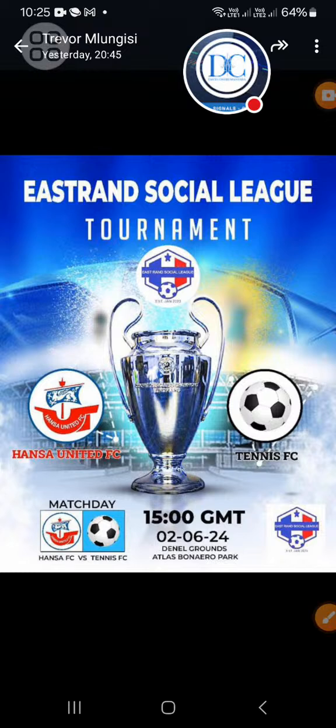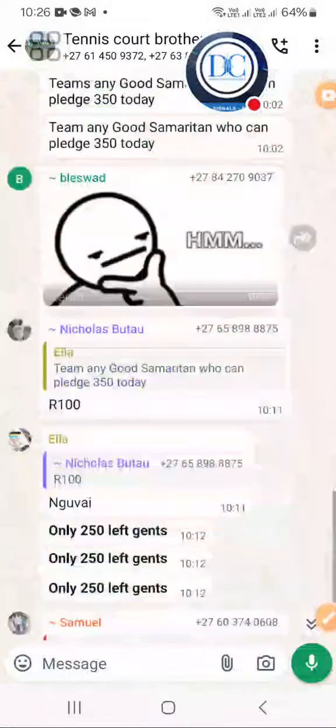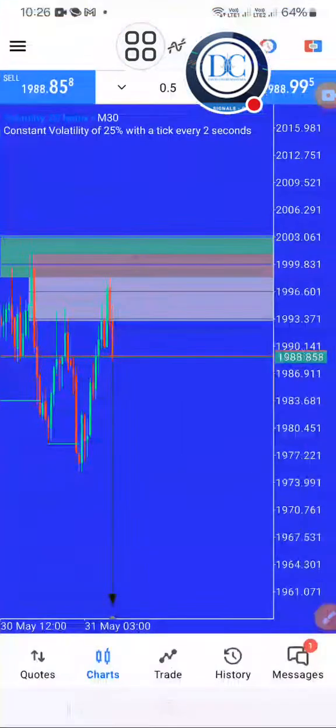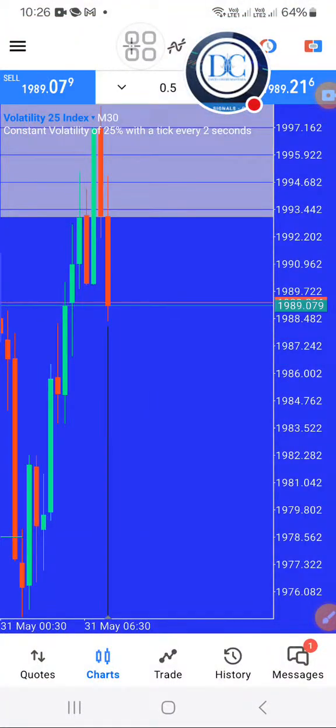If you are in SA and you live around Gauteng, you can also be part of this amazing event. Our team is playing in the finals. Tennis FC is my team. The kickoff will be at Dinero Grounds, Atlas Bonero Park at 3 o'clock GMT time. So guys, this is going to be amazing. If I find time, I'll try to stream this match. Everyone looks down upon tennis, but I'm telling you, tennis will win this thing.